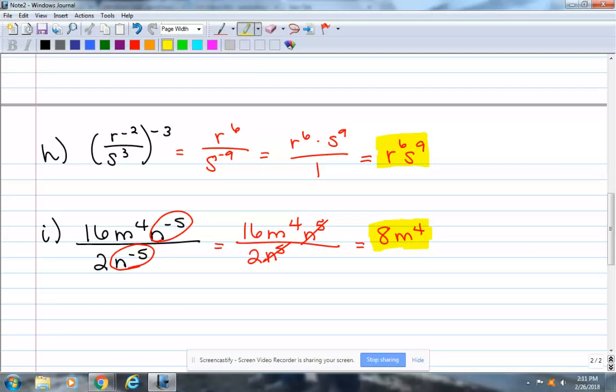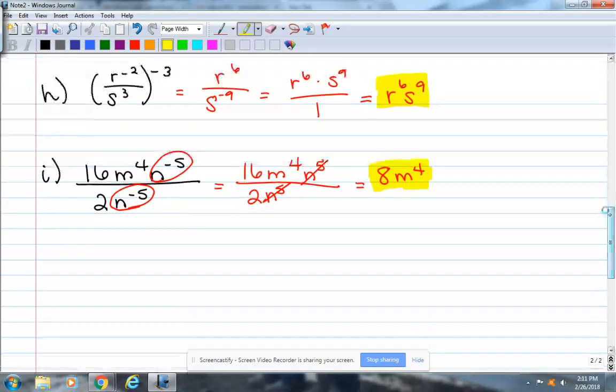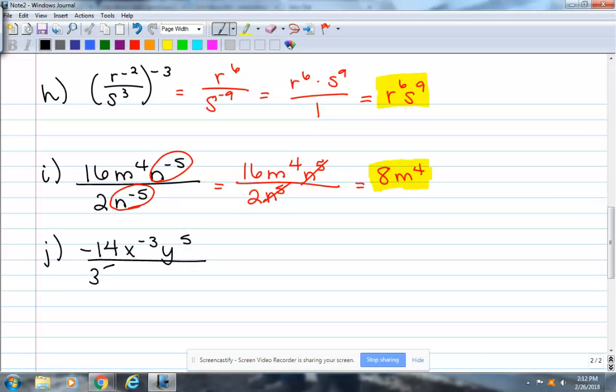Let's do another similar type problem. Negative 14 x to the negative 3 y to the 5th over 35 x y to the 3rd. Now the first thing you want to do, if you don't have any parentheses, is move your negative exponents. So do we have anything with a negative exponent?